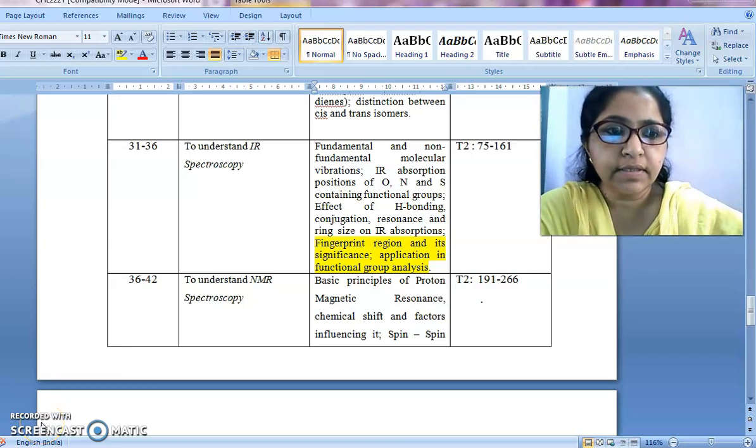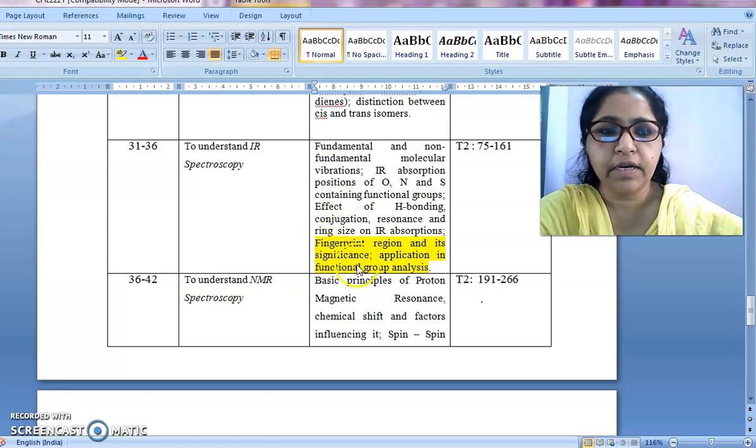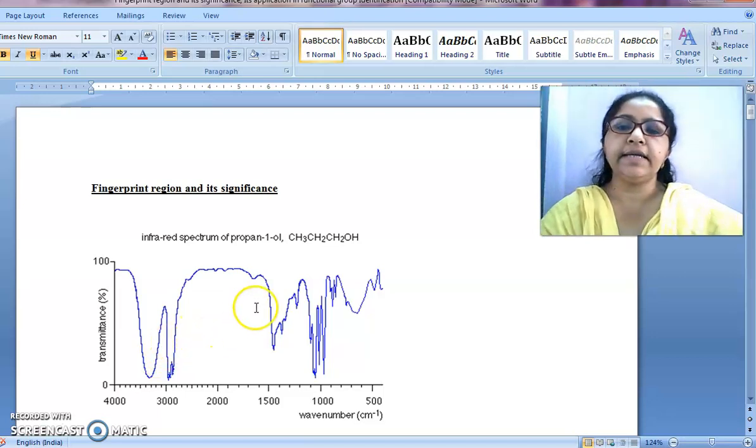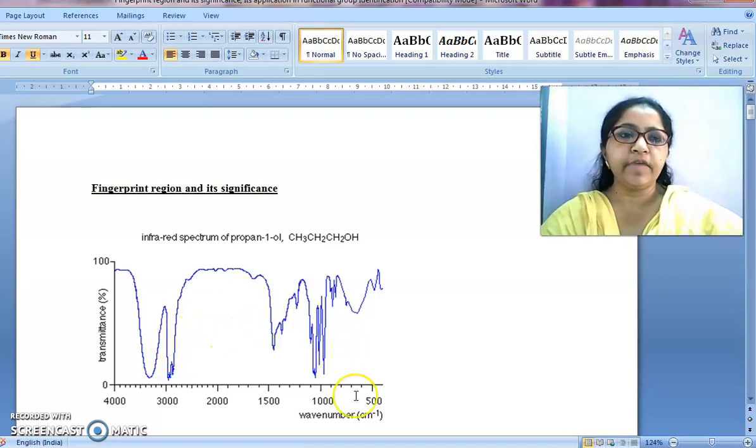Good afternoon, students. Today we will be concentrating on this particular topic, which we have done several times. However, the syllabus goes, we have to do that. Let us see. Fingerprint region and its significance. Now, what is the fingerprint region?